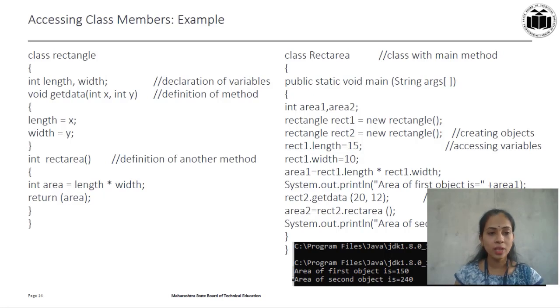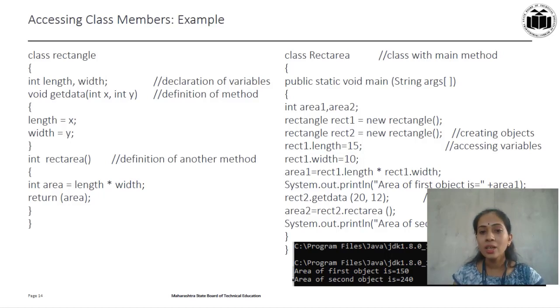In the another method, that is rectArea, I have calculated the area of that rectangle by using length into width. In the main class, that is RectArea, I have created the objects. So here rect1 and rect2 are my objects of the Rectangle class. Now by using the dot operator I am going to access the variables. So length and width are variables, and rect1 is the object of Rectangle.